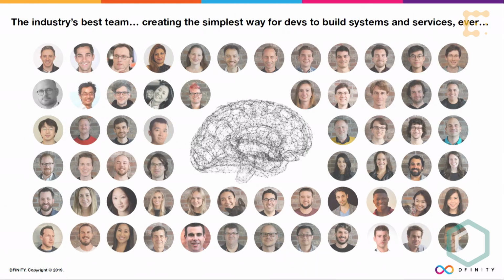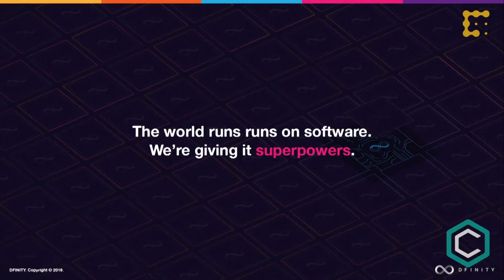So this is just a fraction of our team. And I invite you to go to the Dfinity website and have a look at our team page. It's a team pretty much unlike any other in tech. It's extraordinarily high-powered. And the reason we're doing this is because we're addressing a very, very important challenge. So the whole world runs on software. Our aim, then, is to give it superpowers.